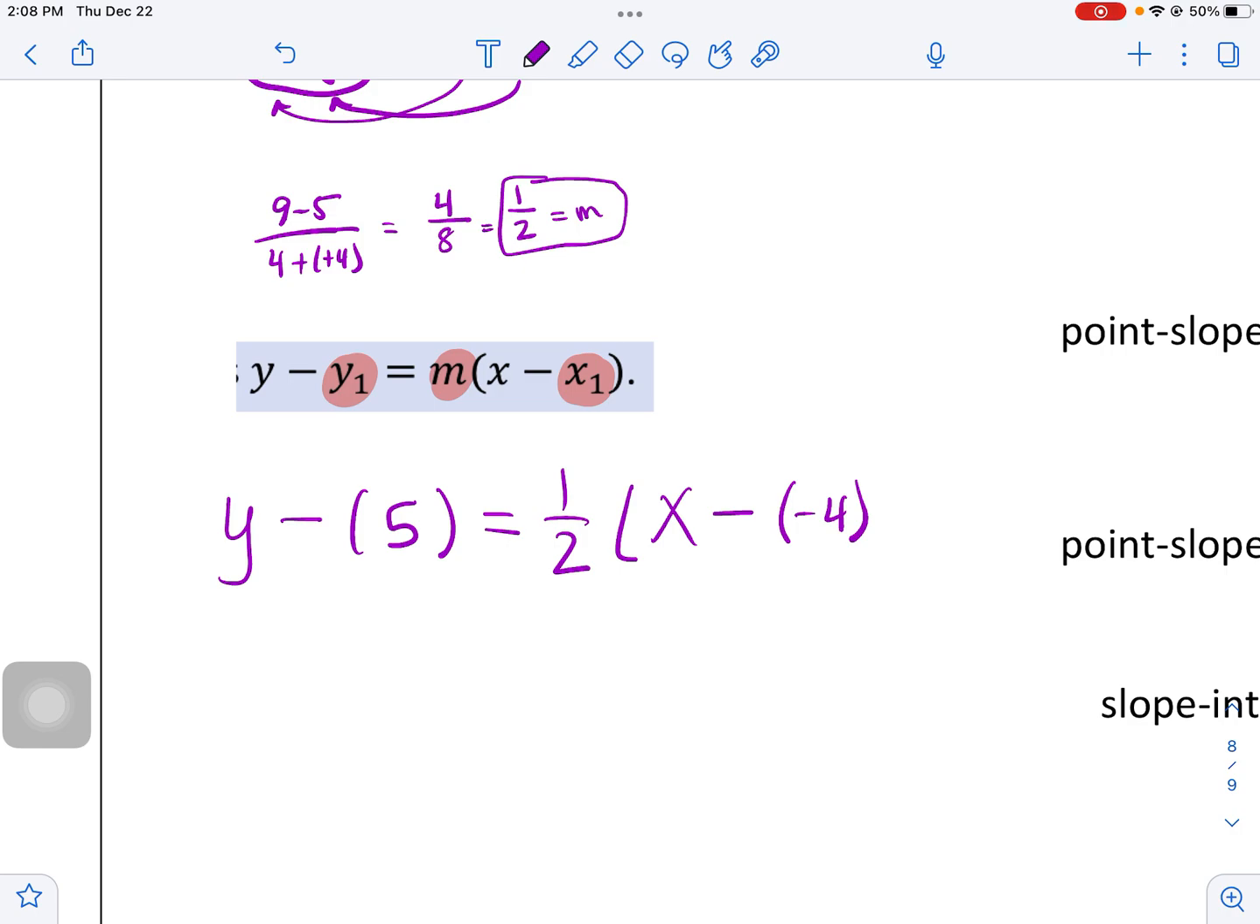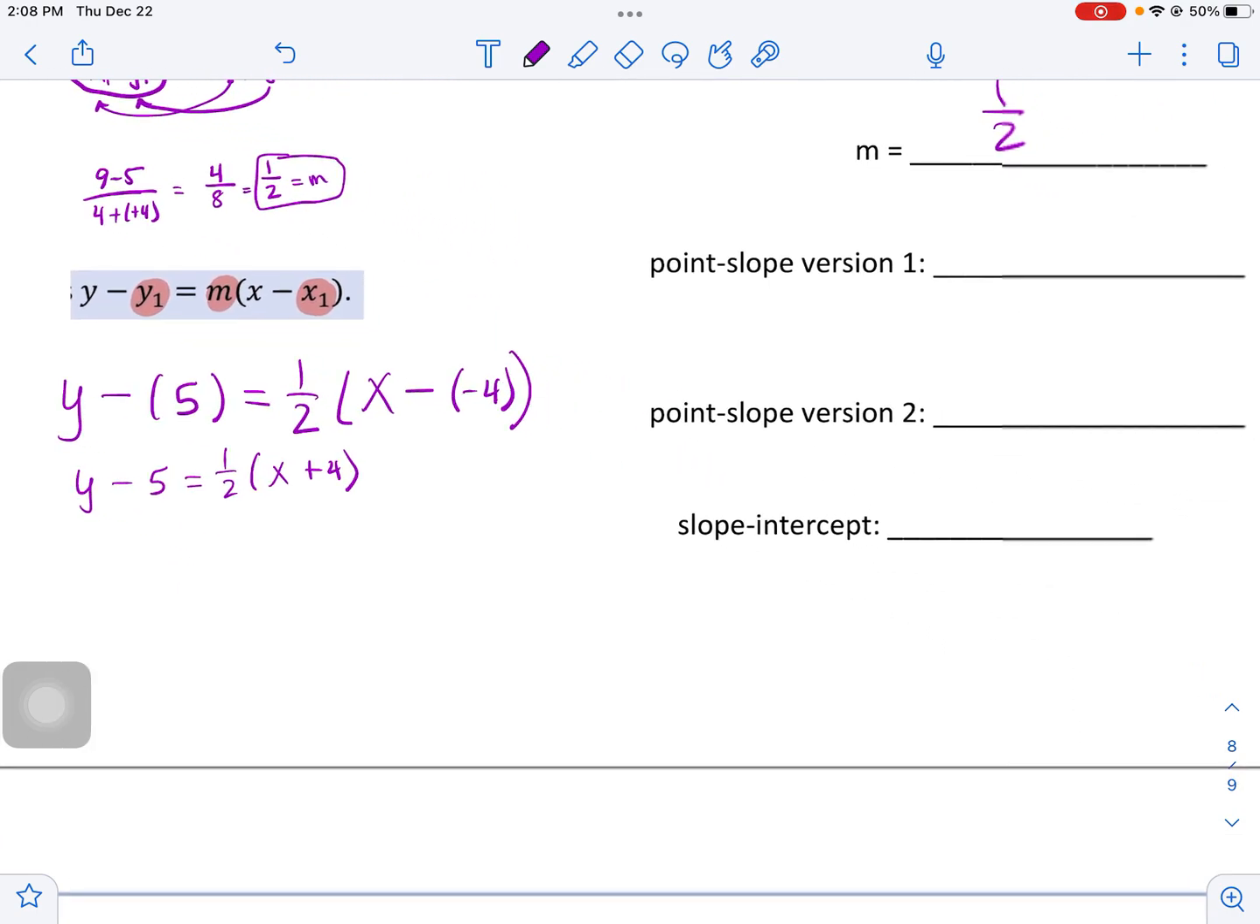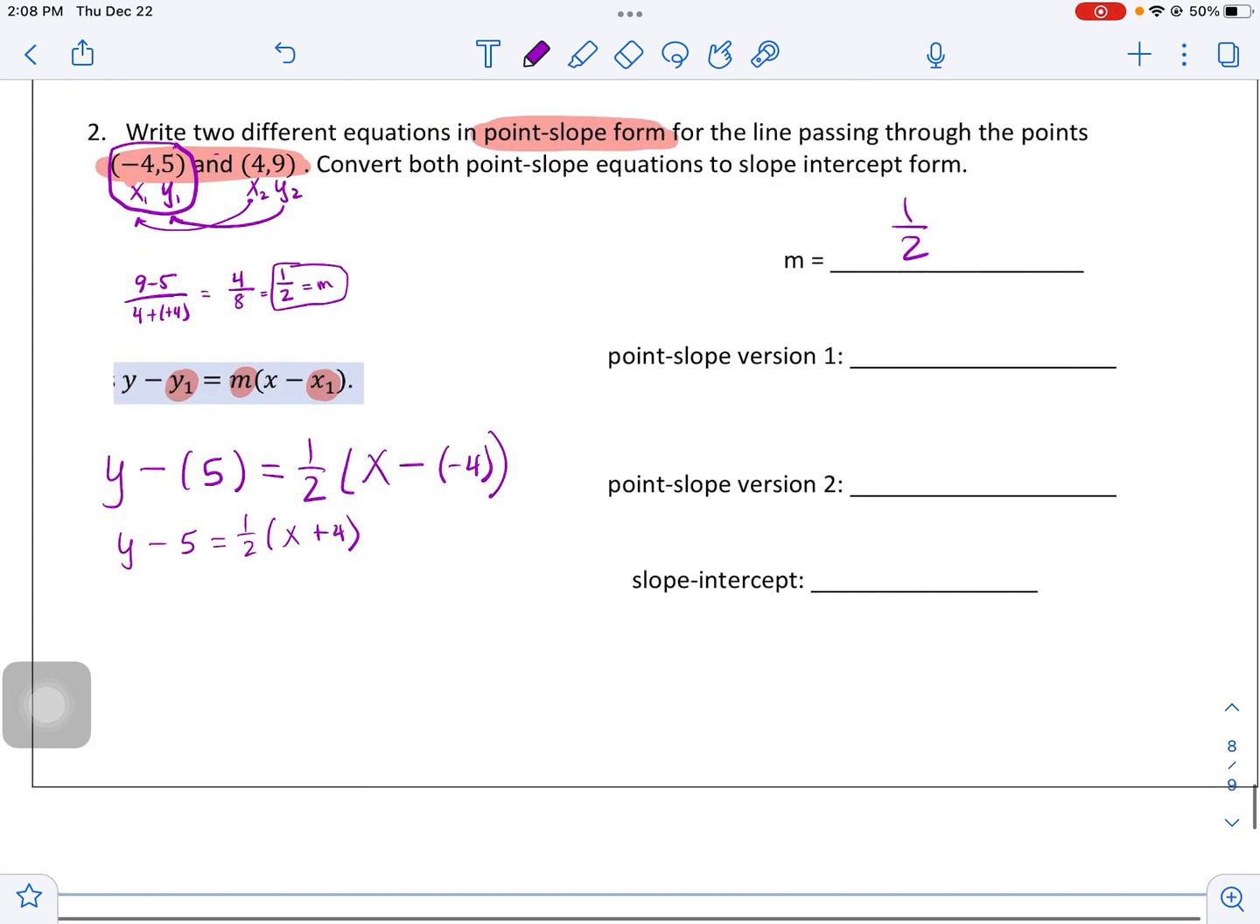Now you can simplify it as best as you can. So this just becomes y minus 5. We don't need those parentheses. Then I have 1/2 x. Now minus negative right here. Minus negative turns to plus 4. This is the equation using the first point, (-4, 5). So y minus 5 equals 1/2 x plus 4.